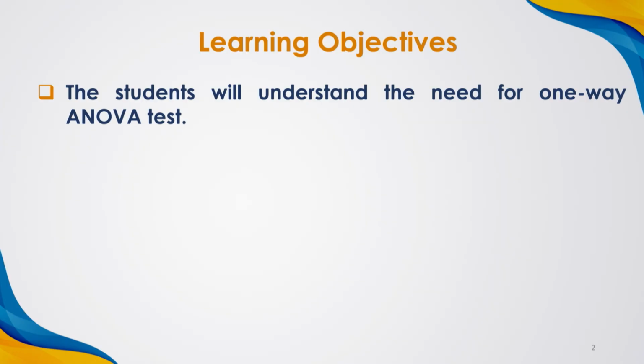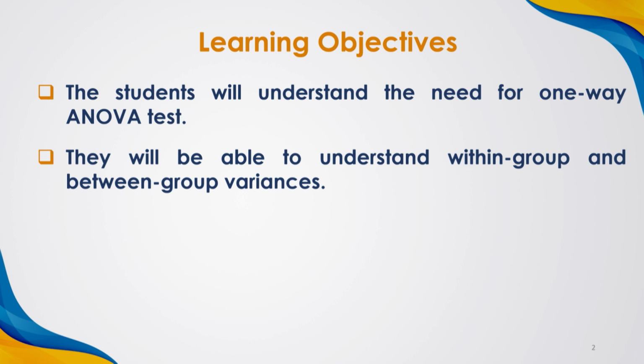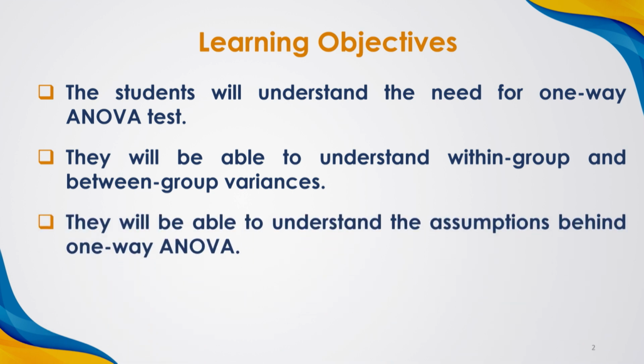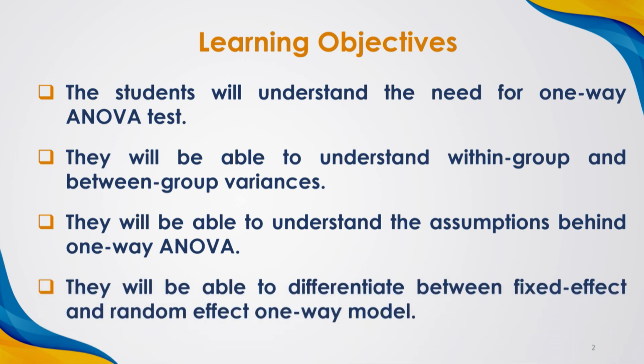Dear students, in this lesson, we will learn about the basis, assumptions and within and between group variances of one-way ANOVA. After completing this module, the students will be able to understand the need for one-way ANOVA test. They will be able to understand the within group and between group variances. They will be able to understand the assumption behind one-way ANOVA. They can differentiate between fixed effect and random effect model.